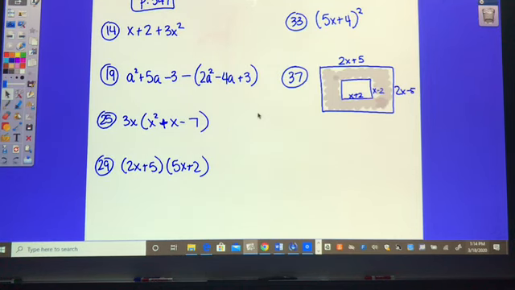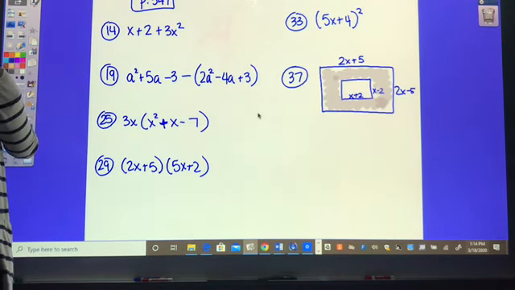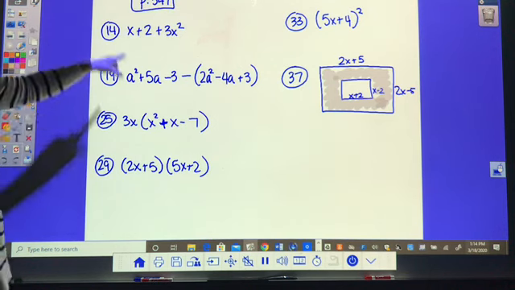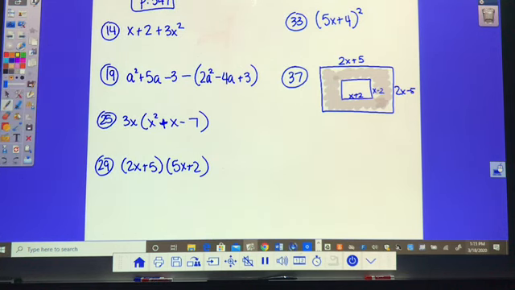Okay, this is chapter 8 review. These are all book problems, but if you don't have your book, you can just write the problems down here. The only thing missing from this are the directions, but I can tell you what the directions are.